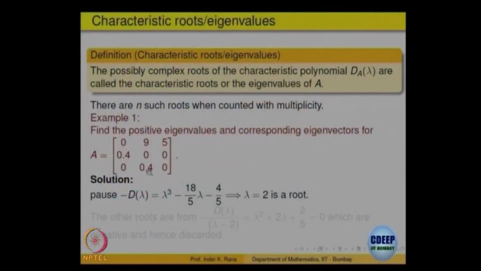So, let us look at this matrix. It is just an example to show you the computation. If you calculate the determinant of this, you get lambda equal to 2. How do you get that for a cubic? How do you solve a cubic? Even for a 3 by 3 matrix, finding roots is not an easy job.